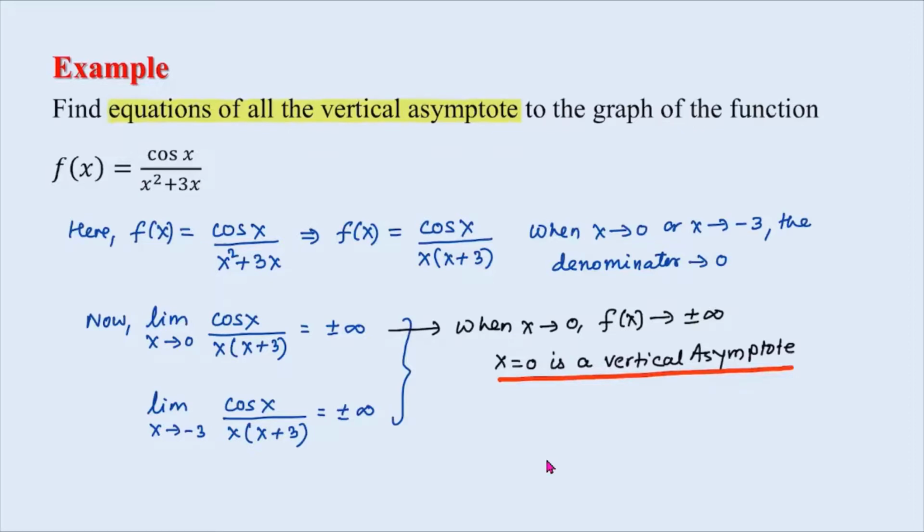Similarly, if we look at the second condition that we have done here, you can see when x approaches -3, the value of the function approaches infinity. So again, when x approaches a finite value and the value of the function approaches infinity, in that case, x equal to that finite value is the vertical asymptote. So the next answer for us is x equal to -3 is a vertical asymptote.